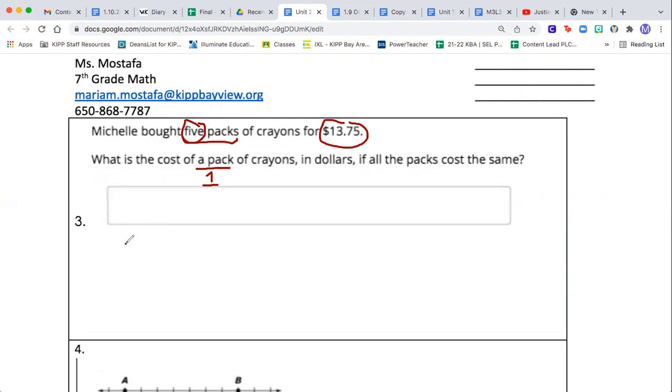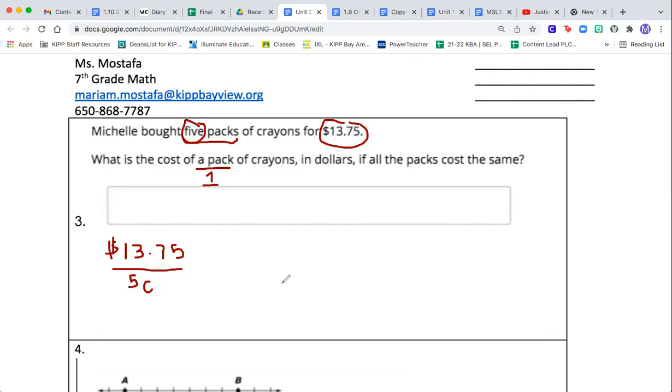So I know that it costs $13.75 for 5 crayons. And we need to figure out how much for one. This is for 5 crayons. I'm just going to put C, and C represents crayons. Now, I want to know how much one, which means I divide because it's getting smaller.